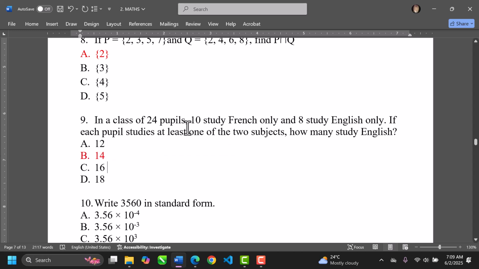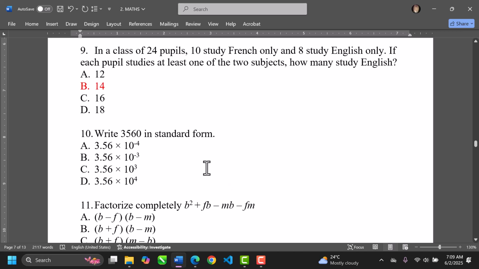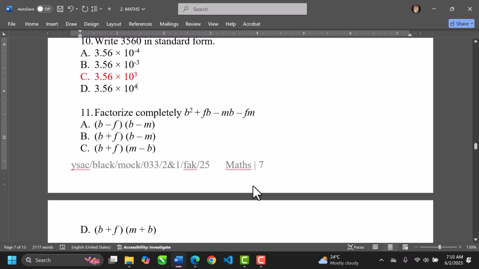In a class of 24 pupils, 10 study French only and 8 study English only. If each pupil studies at least one of the two subjects, how many study English? The answer is 14, so we can check that. Now, number 10, write 3,560 in standard form, which equals 3.56 times 10 raised to the power 3. So that is the answer. Number 11, factorize completely b²p² + fb - mb - fm. The answer is certainly B.